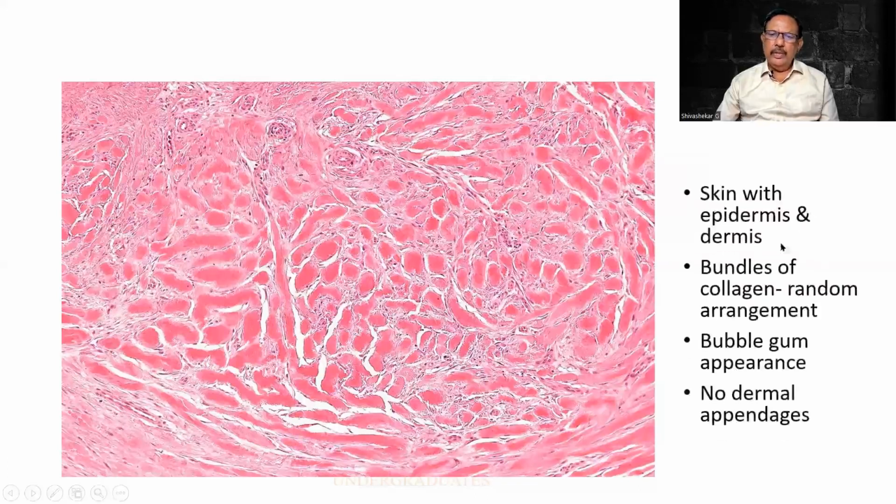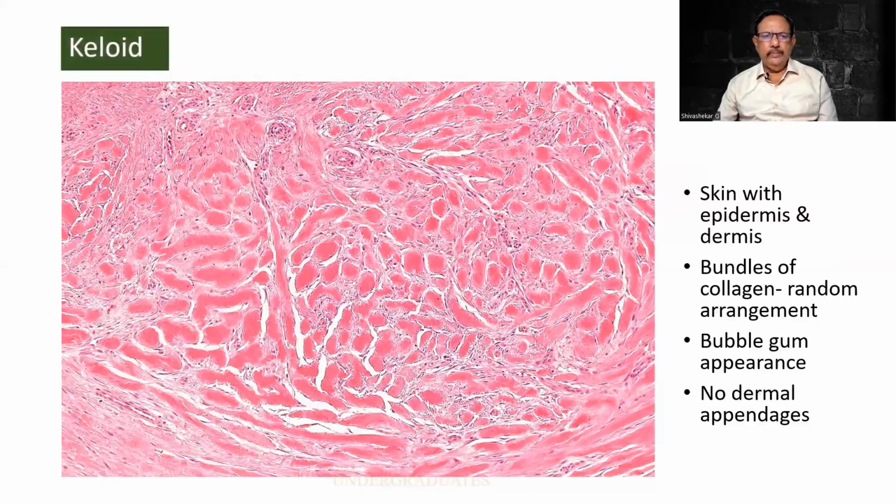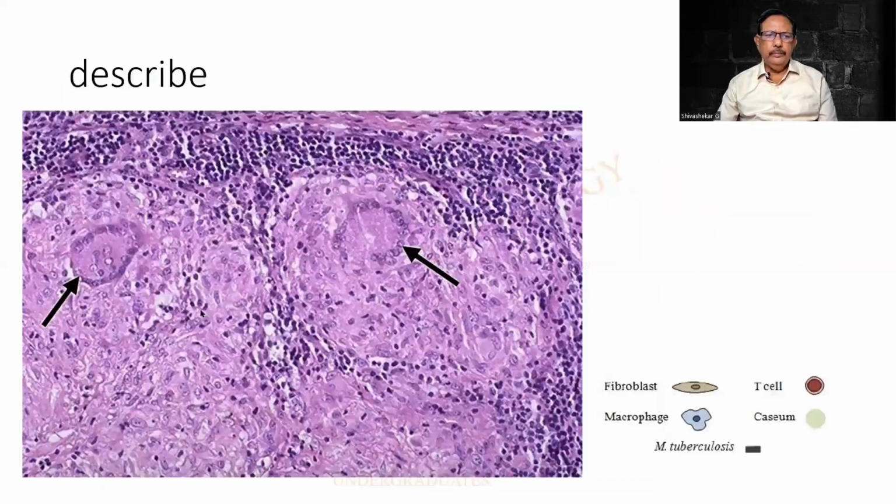So skin with epidermis, bundles of collagen, random arrangement, a chewing gum appearance. That's a better word. No dermal appendages. The diagnosis is keloid. I would like you people again to describe.